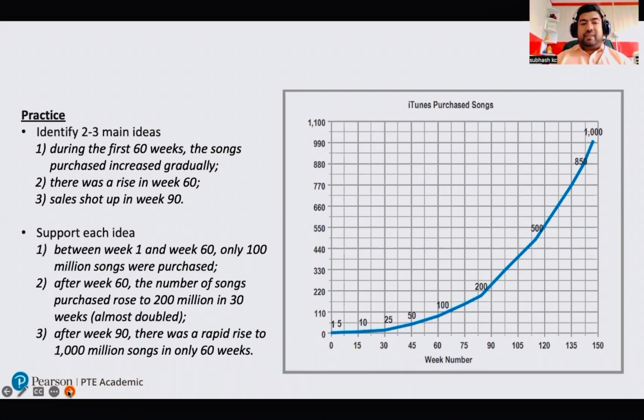During the first 60 weeks, the song's purchase increased gradually. There was a rise in week 60, sales shot up in week 90. So what are the things? This way, you can quickly analyze and observe the graph or any kind of picture that is given and start speaking about that.